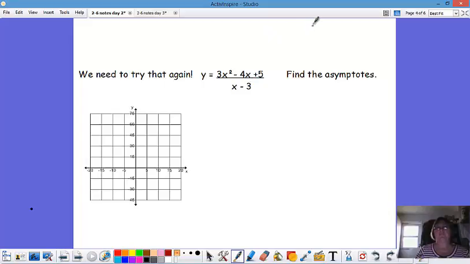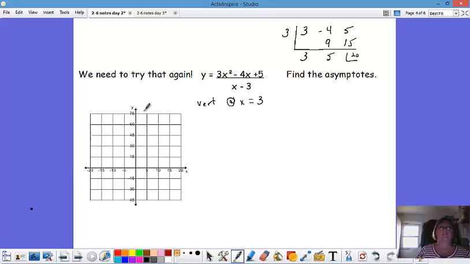So I want to know just real quick if 3 divides into this equally, because if it does, then we might have a factorable discontinuity. So I'm going to divide by 3, drop, multiply, add, multiply. Yeah, it's not a factor because we get a remainder of 20. So we should have a vertical asymptote at x equals 3, since it's not a root, and that would be somewhere, whoops, crooked line, right in there.